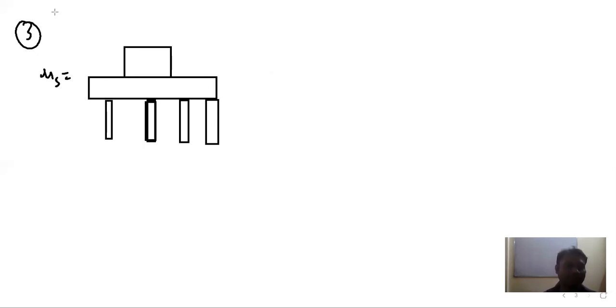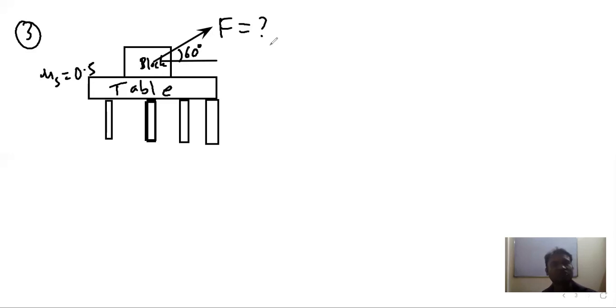Like this. So this is our table. And this is the block. Now, in this case, the coefficient of static friction is 0.5. The magnitude of a force acting upward at an angle 60 degree from the horizontal. So this is the force. It makes an angle 60 degree with the horizontal. So we have to find the value of this force so that it just starts moving.